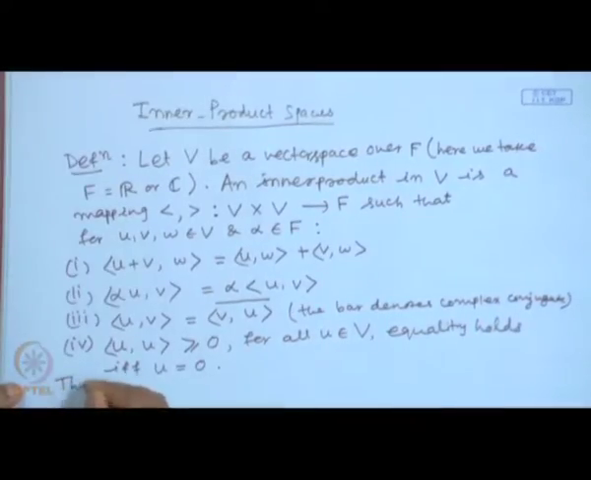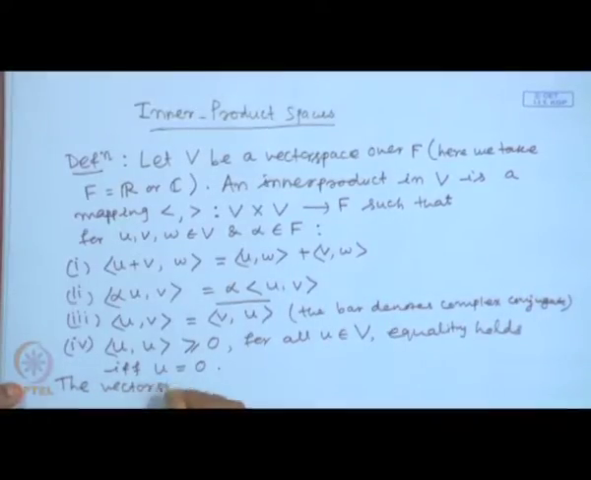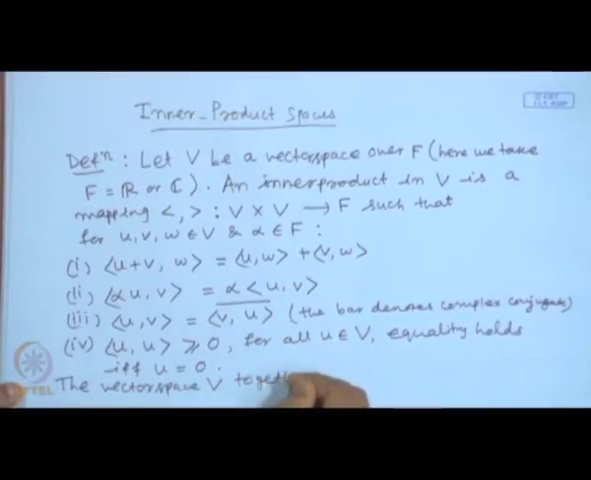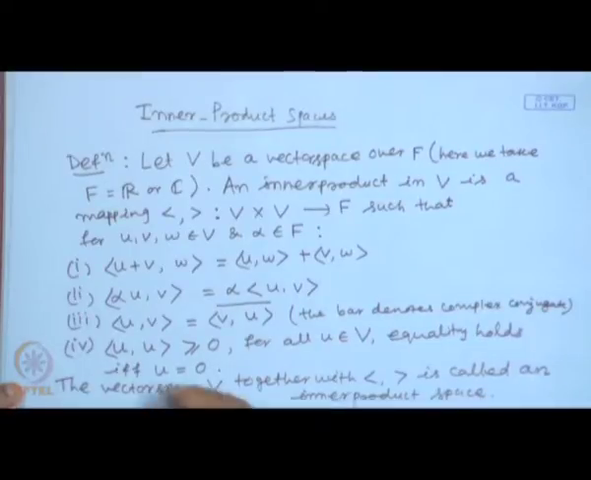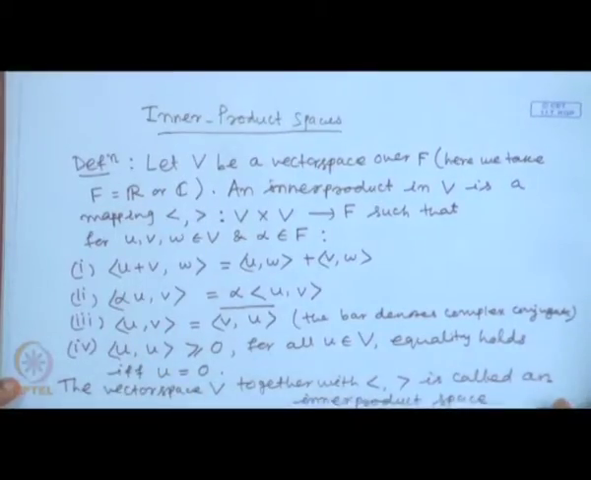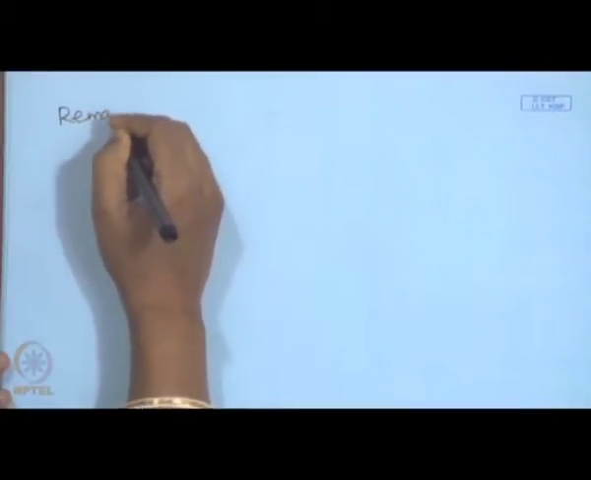So, the vector space V together with this inner product is called an inner product space. Here we must notice one thing: in the 4th axiom, the inner product of u with itself has to be a real number, otherwise we cannot make the comparison greater than or equal to 0. This actually follows from the 3rd axiom. Let us write this as a remark.